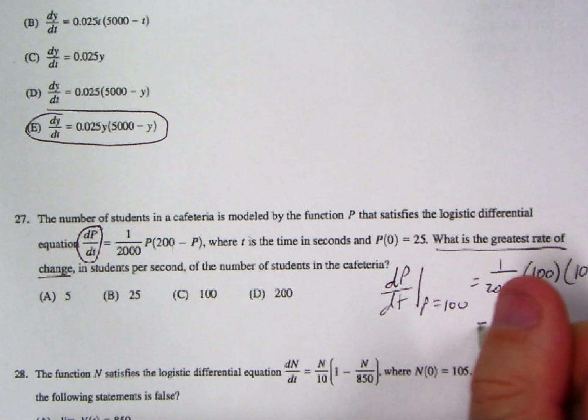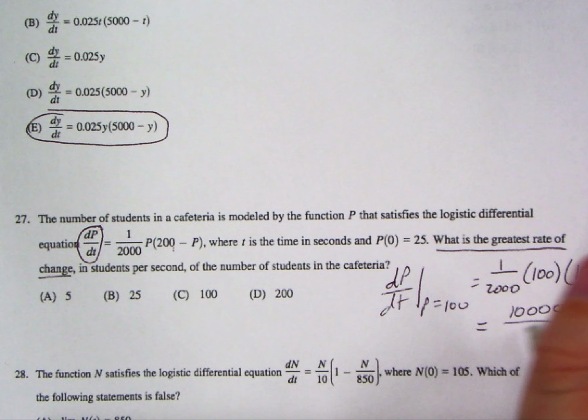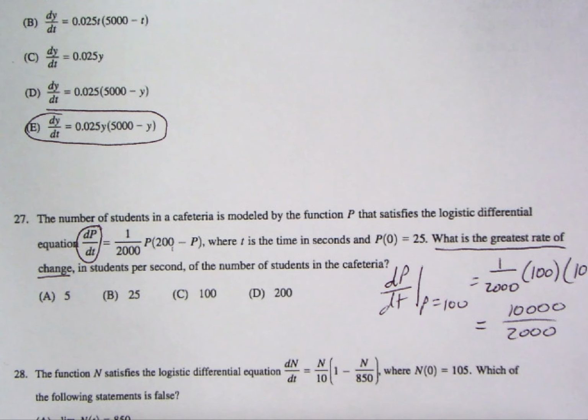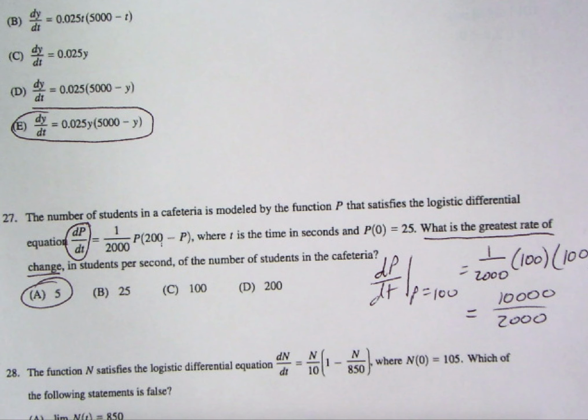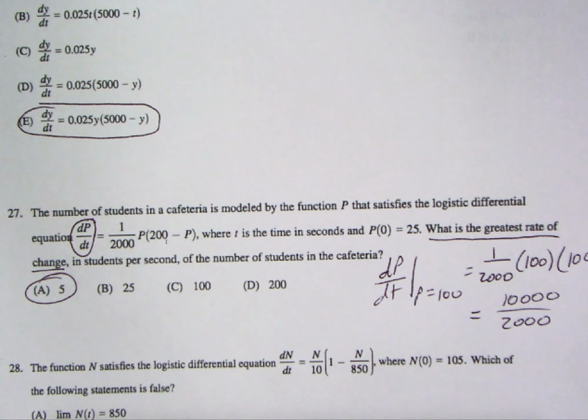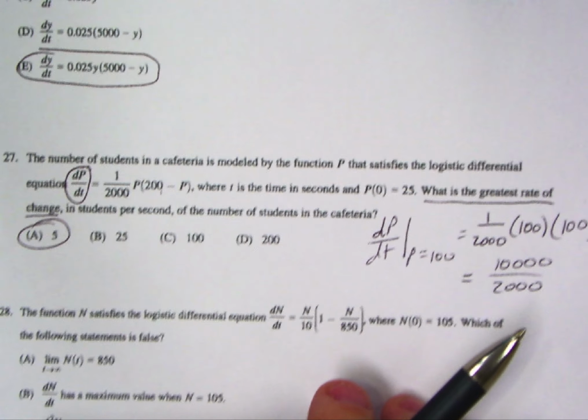And we just got to do some mental math. So this would be 10,000 over 2,000. So 5. 5 students per second. So just make sure you understand the question, because C I could see being picked quite a bit.